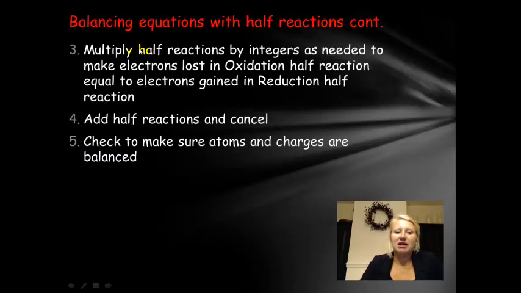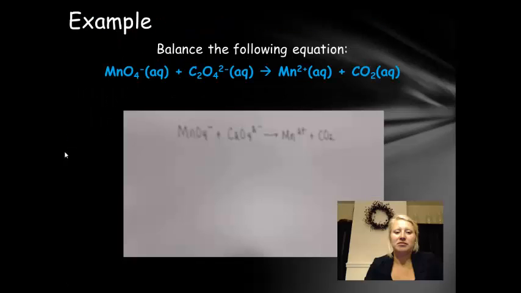The third step is that you multiply the half reactions by integers as needed to make the electrons lost in oxidation equal to the electrons gained in reduction. After that, you'll add the half reactions together and cancel anything that appears on the left and the right, and then you check to make sure the atoms and the charges are balanced.